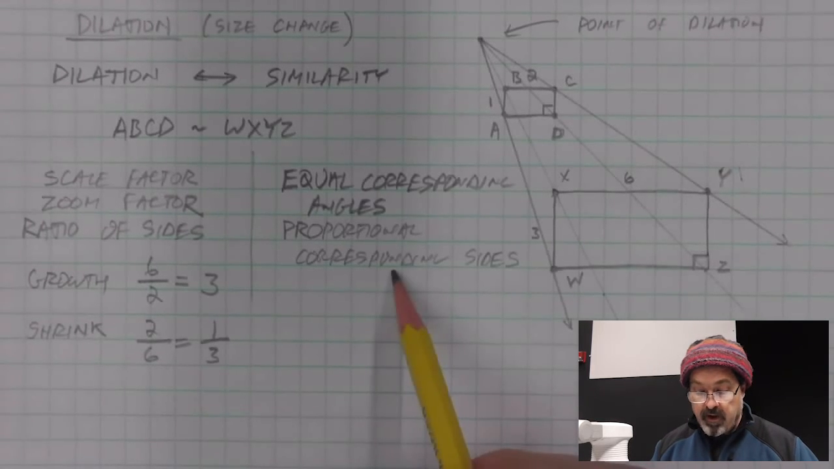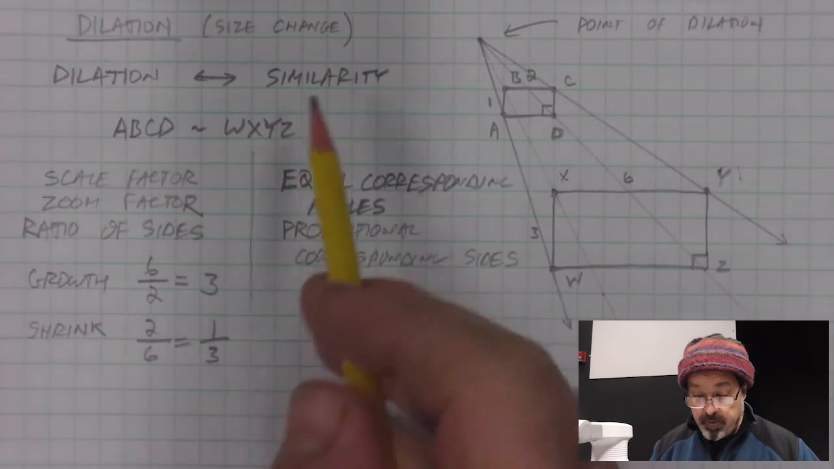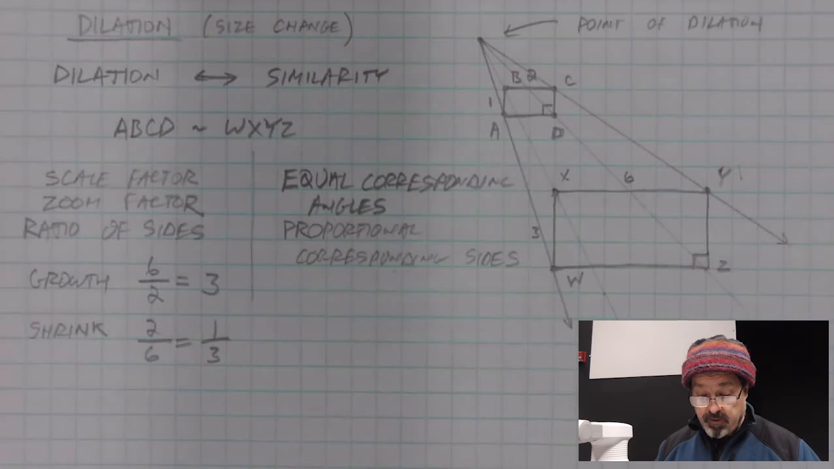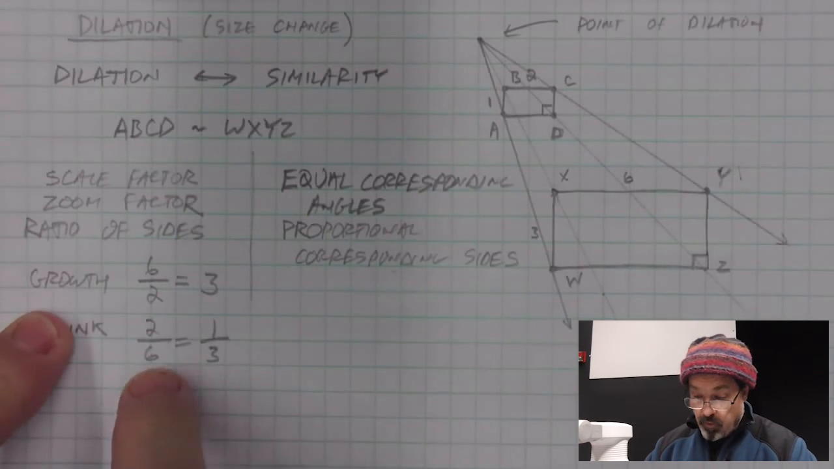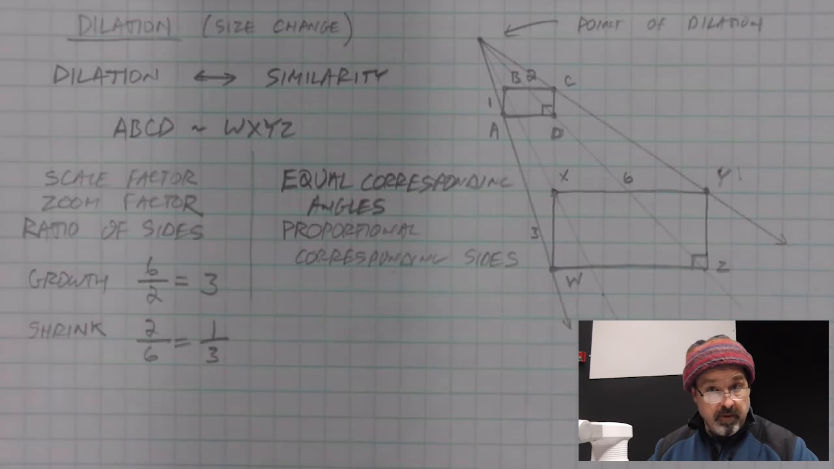Proportional corresponding sides, when you have similar figures because they're dilations, is talking about these ratios. The corresponding side ratios are all going to be the same. They're going to be the scale factor, the zoom factor, the ratio of dilation.